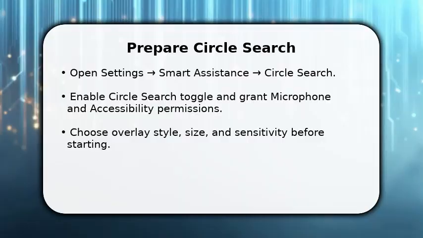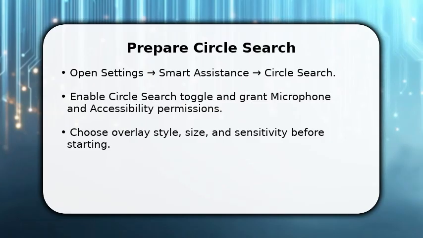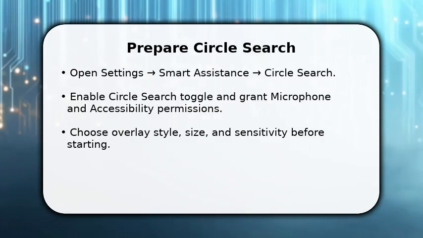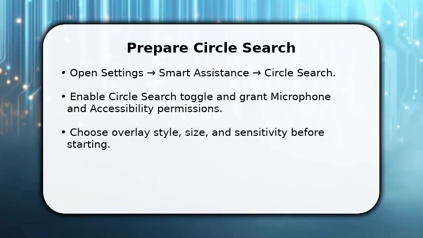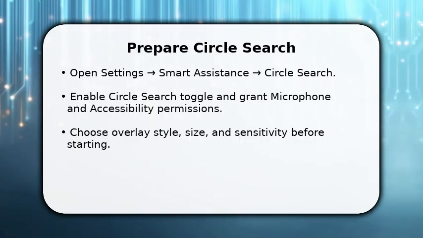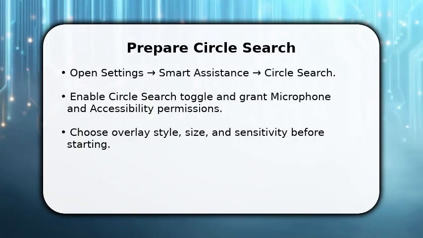Please enjoy the video. You start by enabling circle search and granting permissions. This lets the feature capture text and actions. Open Settings, go to Smart Assistants, then circle search and flip the toggle.